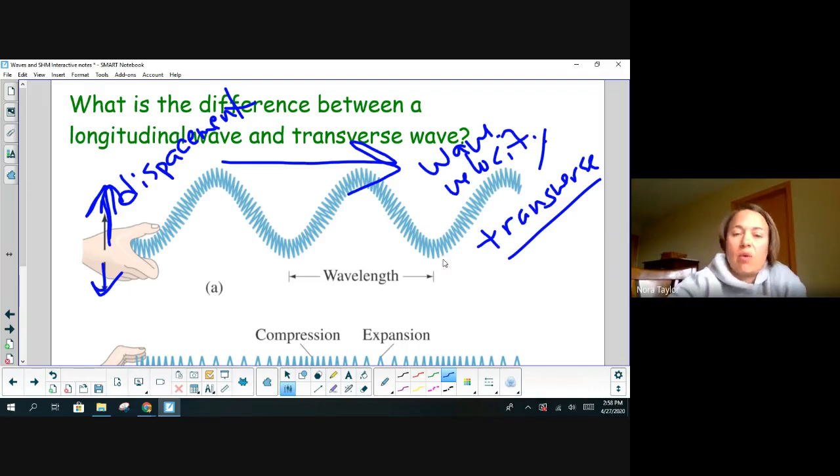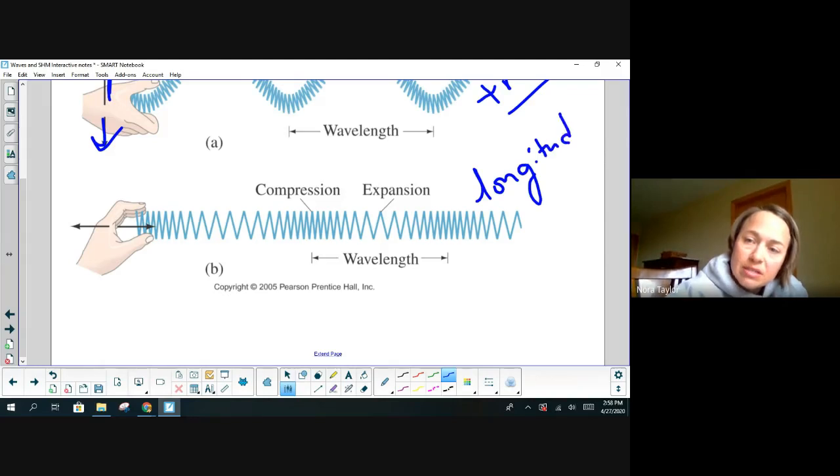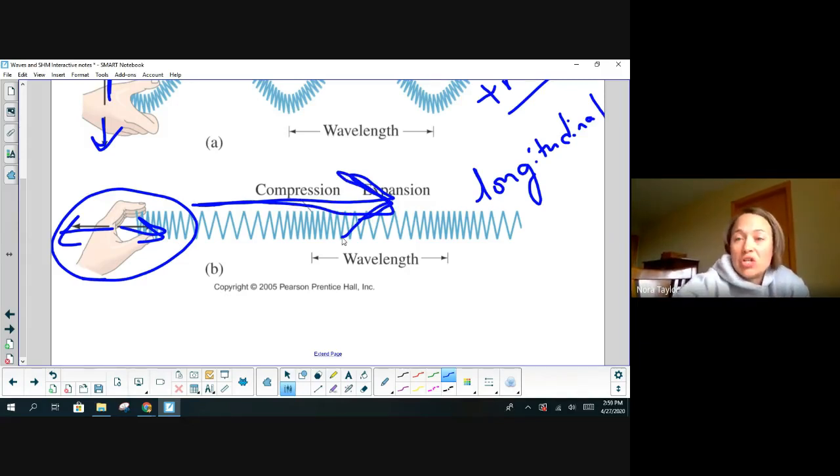There's another kind of wave that's really useful, and that's a sound wave. This is how a sound wave is produced. This is also called a longitudinal wave. You move your hand back and forth on this Slinky, and the wave travels along the Slinky in that direction. And so the displacement is in the same direction as the wave velocity. That's the definition of a longitudinal wave.